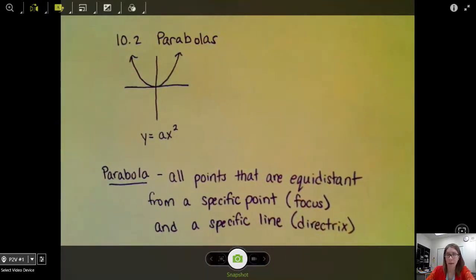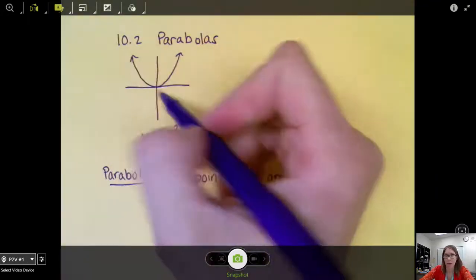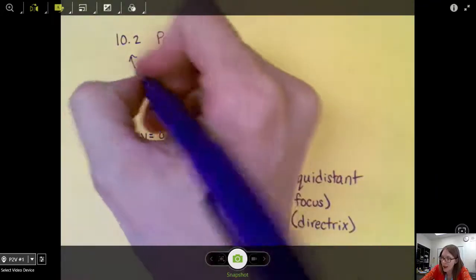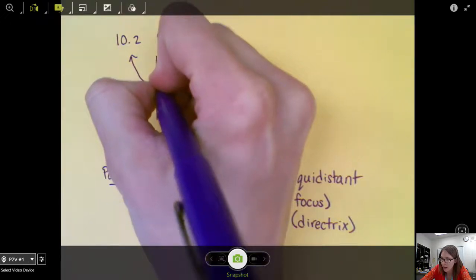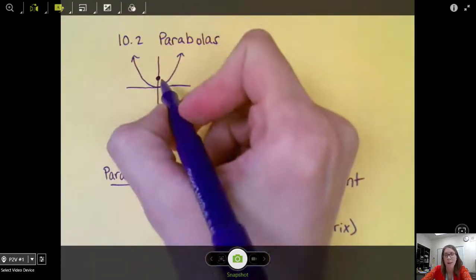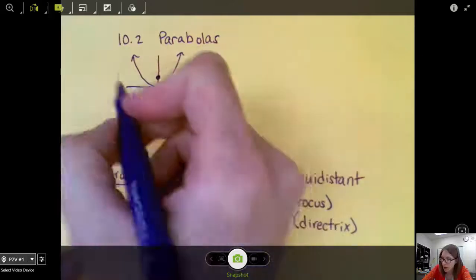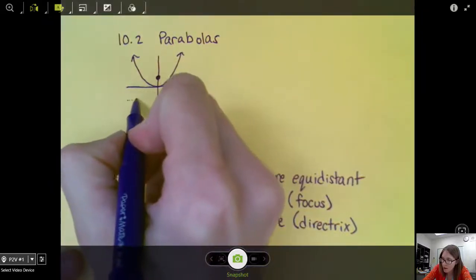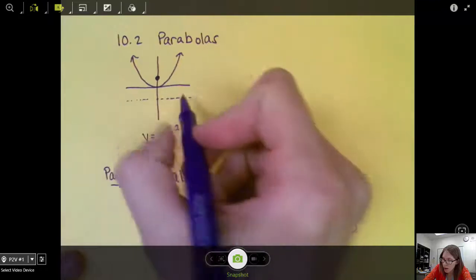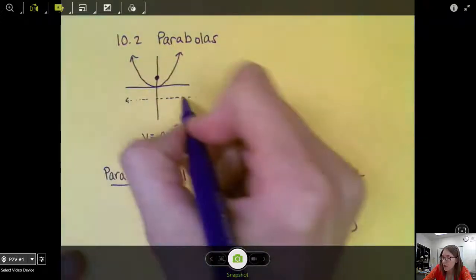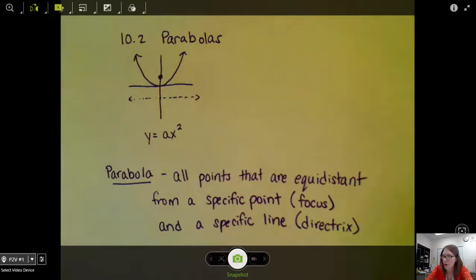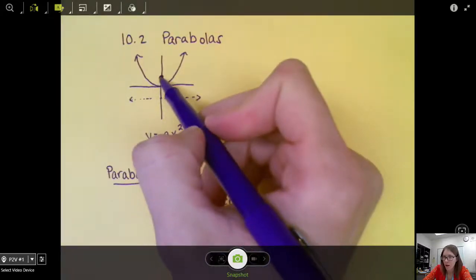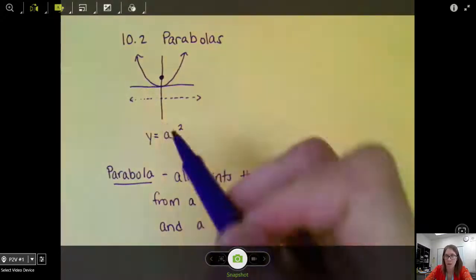Okay, say that again. A parabola is all of our points that are equidistant from a specific point, which is the focus, and a specific line, a directrix. So looking at my diagram of my parabola here, somewhere inside my parabola, I'd have an inside point. That point is called the focus. And I would also have an imaginary line out here called the directrix. All points on my parabola are the same distance from the focus and from the directrix.